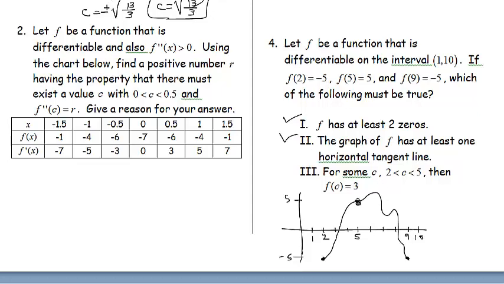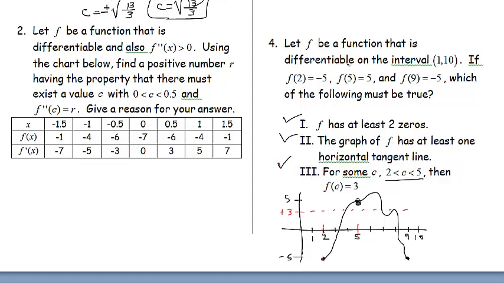So, true. Is it also true that for some c value between 2 and 5, all right, so let's look at that. Here's 2 and here's 5. Somewhere in between here, I have to pass through the horizontal line y equals 3. So, think about that for a minute. If this is 3, am I going to have to, on my journey from this point to this point, pass through that horizontal line? This should be 3. Yep, that's true too. So it appears that 1, 2, and 3 are true. And again, the picture is what reveals this to us.